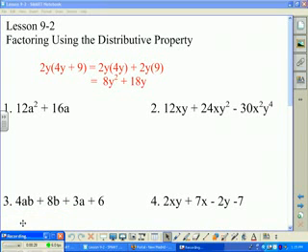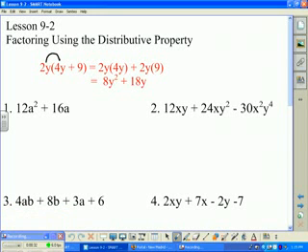The example in the red shows you what we used to do with the distributive property. We would first distribute the 2y to the 4y, and also distribute the 2y to the 9. When we did that, we would get 2y times 4y plus 2y times 9. Well, 2y times 4y gives us the 8y squared, and 2y times 9 gives us the 18y.